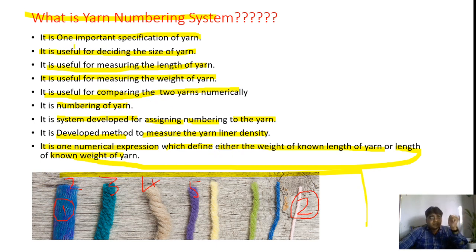Once again we are going to summarize. It is one important specification of the yarn. It is useful for deciding the size of yarn. It is useful for measuring the length of yarn. It is useful for measuring the weight of yarn. It is useful for comparing two yarns numerically. It is a numbering system developed for assigning numbers to the yarns. It is a developed method to measure the yarn linear density. It is one numerical expression which defines either the weight of a known length of yarn or the length of a known weight of yarn. The last statement is a little confusing, but as we move ahead, this confusion will clear.